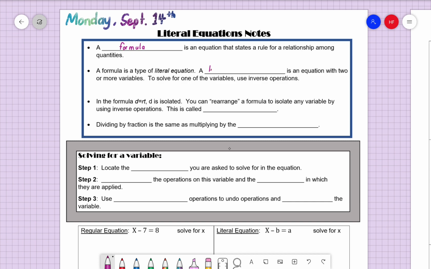A literal equation is an equation with two or more variables. To solve for one of the variables, we're going to use inverse operations. This is the same way we solve our regular equations. So in the formula d equals rt, d is isolated. You can rearrange a formula to isolate any variable by using inverse operations. This is called solving.